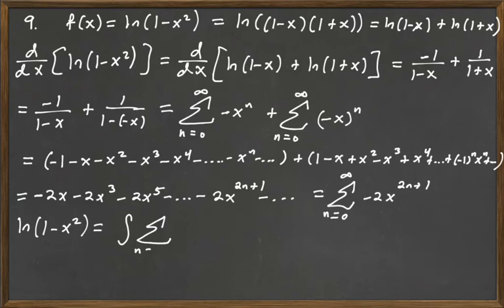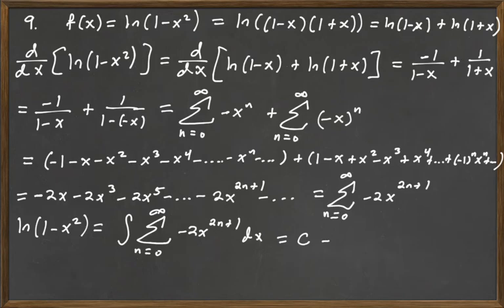So to find the power series for the natural log of 1 minus x squared, we need to find the antiderivative. So we could do the integral from 0 to x if we wanted to. Here we're just going to do just the antiderivative. So the integral of the sum from n equals 0 to infinity of negative 2x to the 2n plus 1, integrated with respect to x.